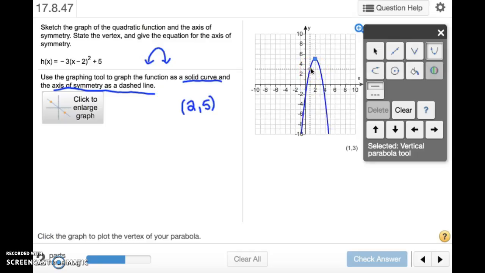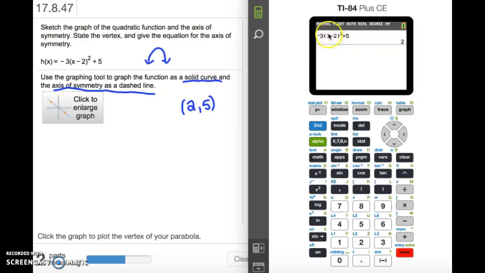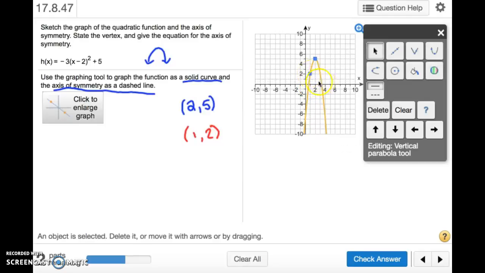And I'm going to use my calculator and enter 1 into the spot of the x. So I've entered negative 3, and I filled in the 1, minus 2 squared plus 5. Make sure that you use the negative button and not the minus sign for that negative 3. I get a value of 2. So the other point that I have on my graph that I'm going to use is 1, 2. So I'm going to go back to my graph, and I'm going to go to 1, 2. And now I have my quadratic, my parabola graph.